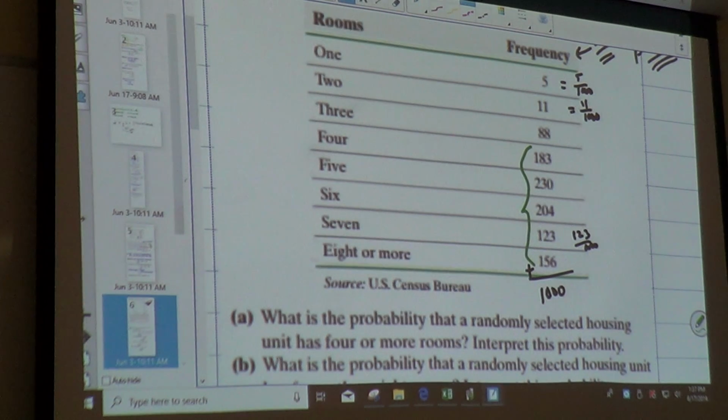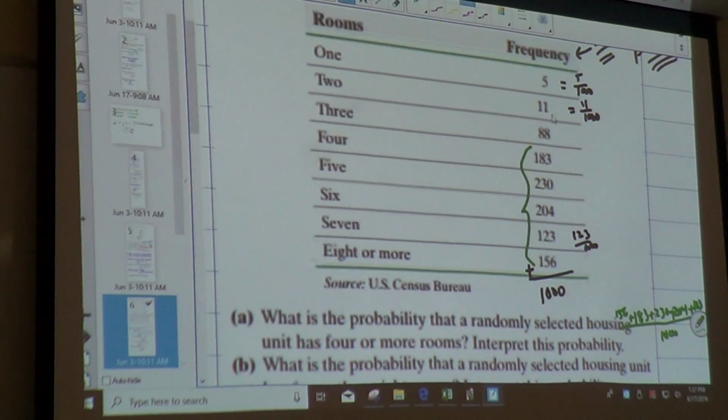4 or more. So I'm going to do 183 plus 230 plus 204 plus 123 plus 156 all over 1,000.